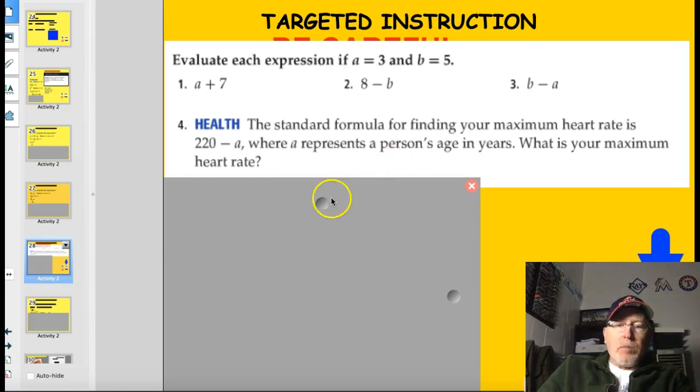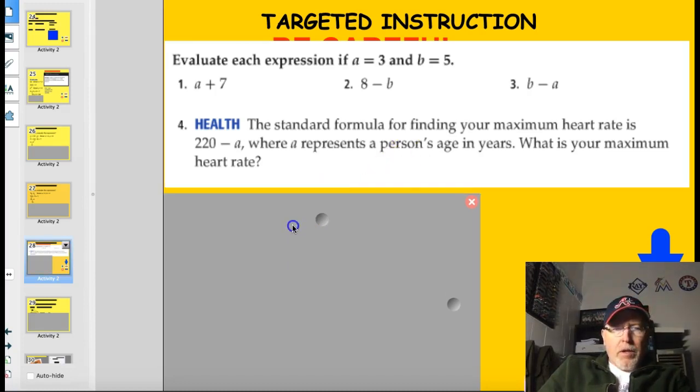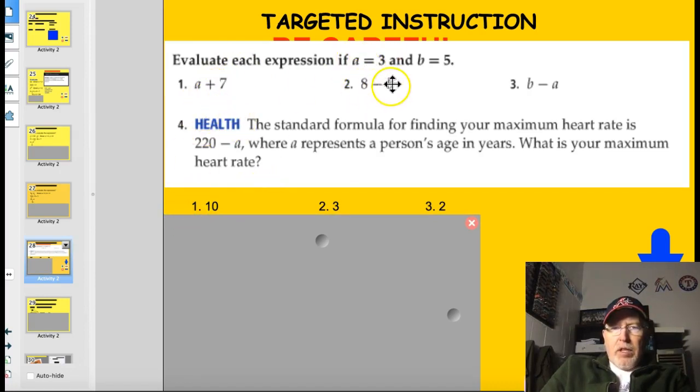Well, let's see how you did on these pause problems. A plus 7, we'll put the a in there. That's going to be 10. 3 plus 7 is 10. This one, 8 minus b. Well, substitute the b in there. 8 minus 5, that's going to be 3. b minus a, 5 minus 3, that's going to be 2.